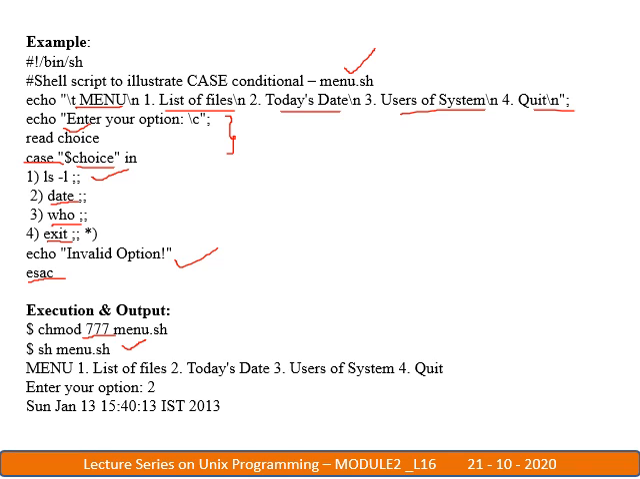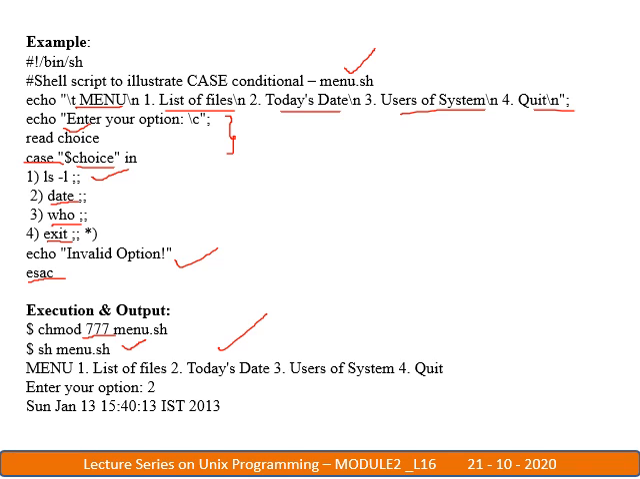When you execute that shell script, first it is going to list that menu containing list of files, today's date, users of system, and quit. Then it asks the user to enter the particular option. Suppose if I enter 2, today's date is going to be displayed. Only one pattern will be executed.